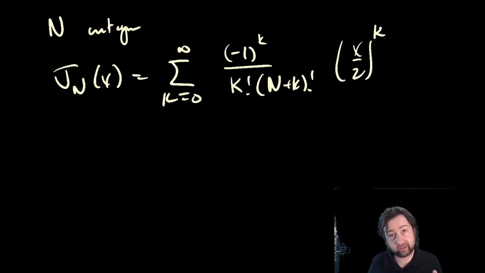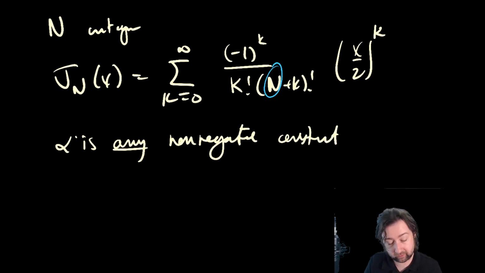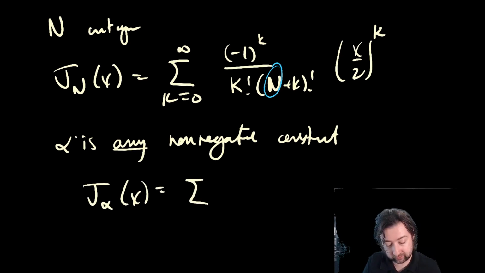So how do we extend this when n is an alpha and is not an integer? The whole point here is that there's an n factorial right there that I want to get rid of. Well, I'm going to have to put a gamma in there if I want n to be something that's not an integer, because I need to fill in the values that fall in between the gaps between the integers. So what we say is, if alpha is any non-negative constant, then J alpha of x is equal to the sum from k equals 0 to infinity of minus 1 to the k.